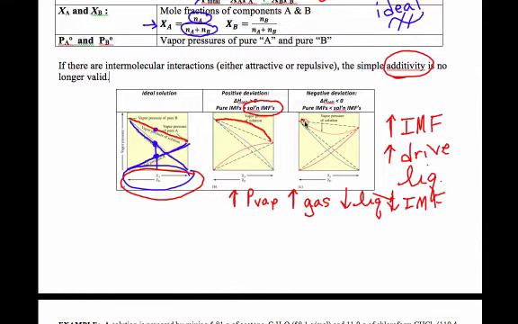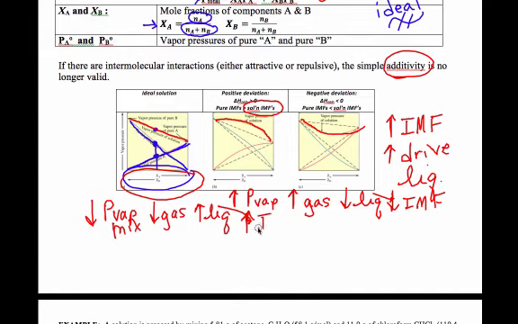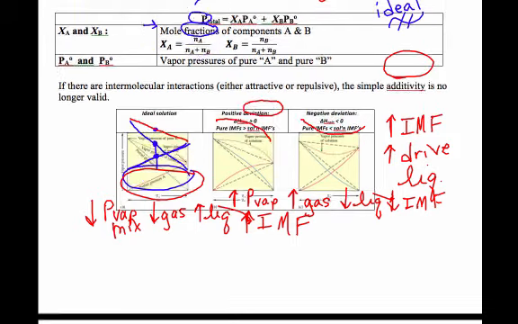Now, a negative deviation, that's a lower partial pressure, would mean just the opposite. As we decrease the partial pressure of the vapor of the mixture, all right, that means we have less gas because it's the gas that causes the pressure. That means more liquid. And so in this case, we see an increase in the intermolecular forces relative to the pure substances. So let's take a look at an example of this.